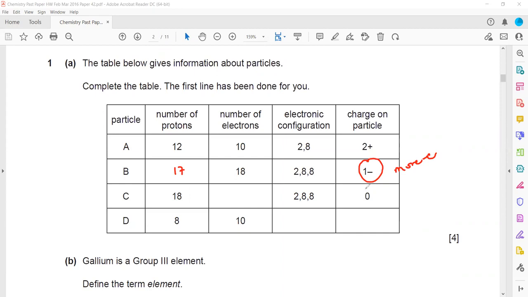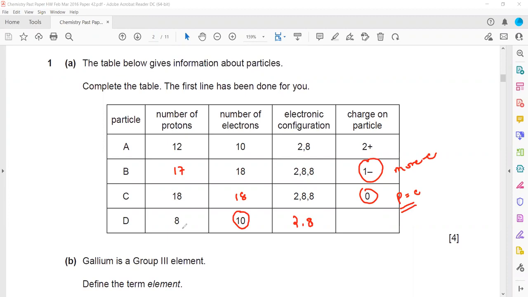This one is neutral. When a particle is neutral, it means it is having an equal number of protons and electrons, so it will be 18. And the numbers of protons and electrons are given. Electronic configuration means how electrons are arranged. So we have to arrange 10 electrons. In the first shell we will have 2, and the second shell will have 8.